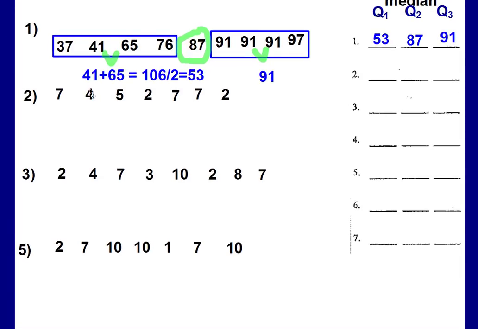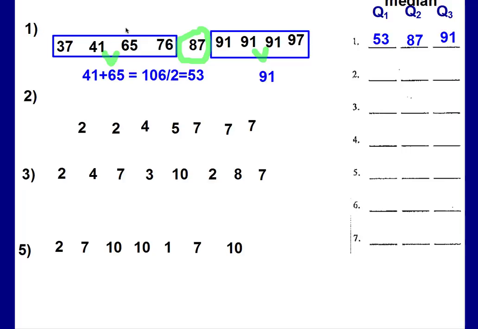Okay, let's do another one. Number 2. Again, put your numbers in order from least to greatest. So we have 2 2s, a 4, a 5, and then there are 3 7s. So let's go ahead, count how many pieces of data we have. 1, 2, 3, 4, 5, 6, 7.